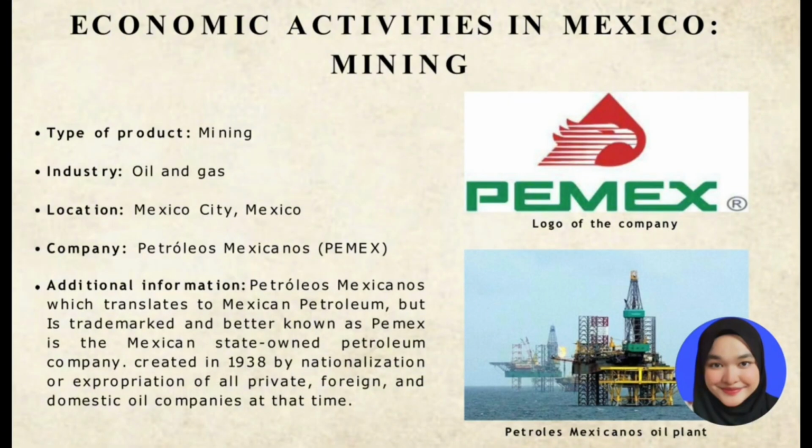Another activity in Mexico is mining. Type of product is mining. Industry: oil and gas. Location: Mexico City, Mexico. Company name is Petróleos Mexicanos, which is Pemex. Additional information: Petróleos Mexicanos, which translates to Mexican Petroleum but is trademarked and better known as Pemex, is the Mexican state-owned petroleum company. Created in 1983 by nationalization or expropriation of all private, foreign, and domestic oil companies at that time.